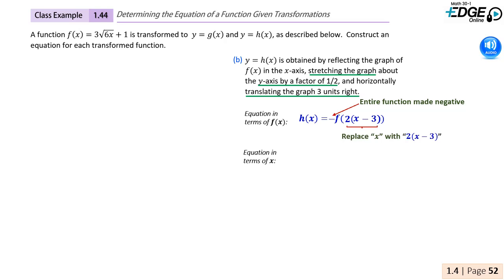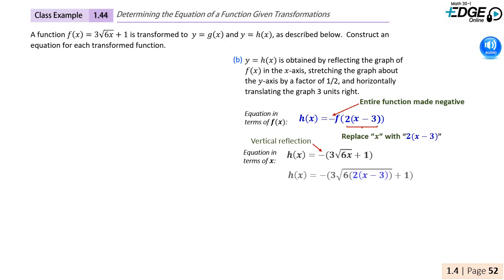In order to work on our equation in terms of x, we're going to be a little bit inconsistent here, and I'll address that in a minute. First, I will treat the vertical reflection as we treated our transformations in the previous example. That is to say, I replace f of x with its corresponding expression of 3 root 6x plus 1, and then apply the transformation, which in this case is a negative coefficient. Note that because we've bracketed the expression, that negative sign will multiply to the 3 root 6x, and also to the positive 1.